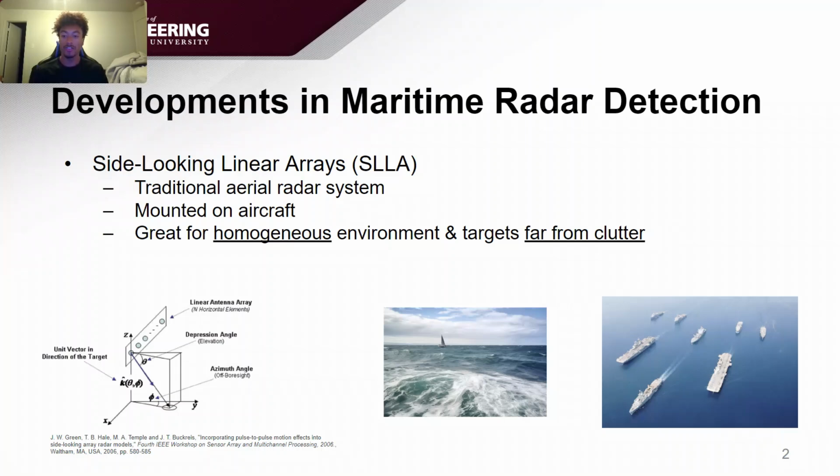Traditional radar used today on aircraft is the side-looking linear array radar, which is a phased array, so it's mounted onto an aircraft. As you can see in this picture here, it sends a beam out, and once that beam is reflected back to the antenna, it calculates the depression and azimuth angle, providing the direction of the target. This is great for homogeneous environments.